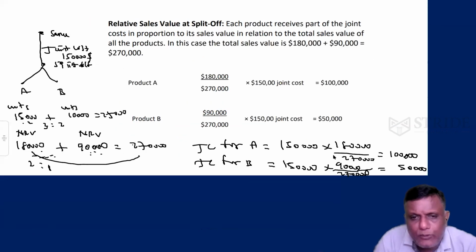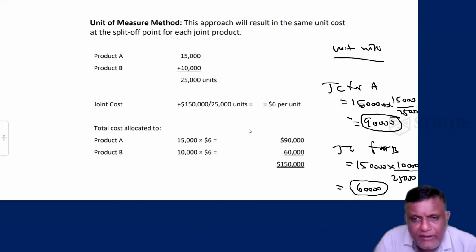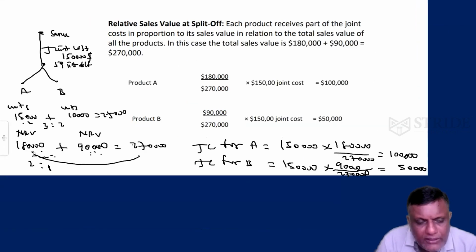NRV basis joint cost apportioned. Suppose the same products A and B are sold at the split off point on NRV basis. The number of units sold is 15,000 and 10,000. The value of the products sold at NRV at the split off point is 180,000 and 90,000. So one is unit based apportionment, the other NRV based apportionment.